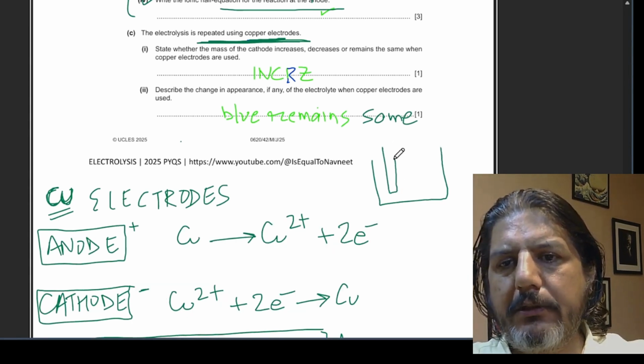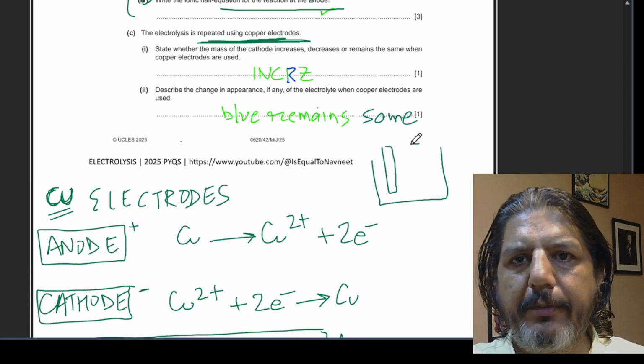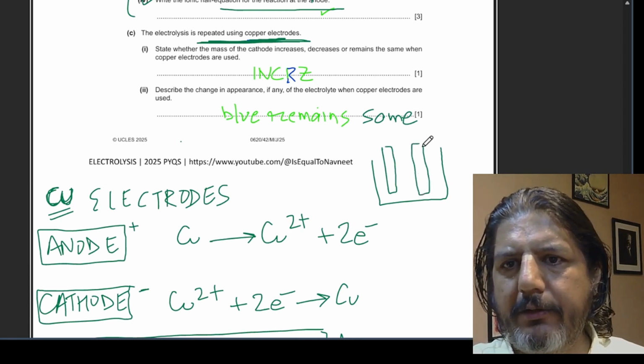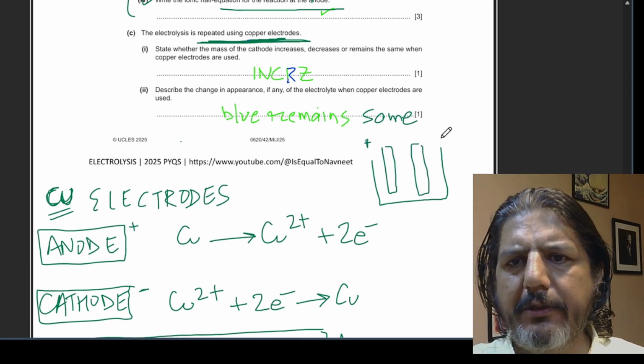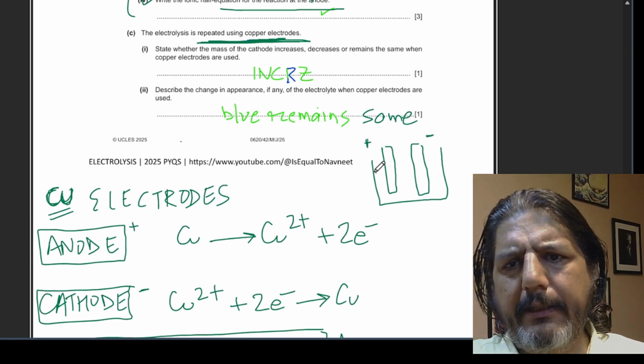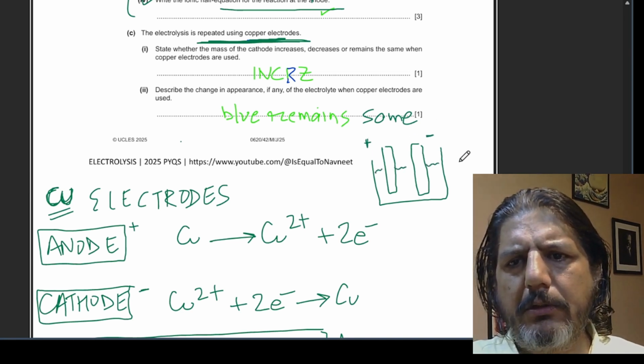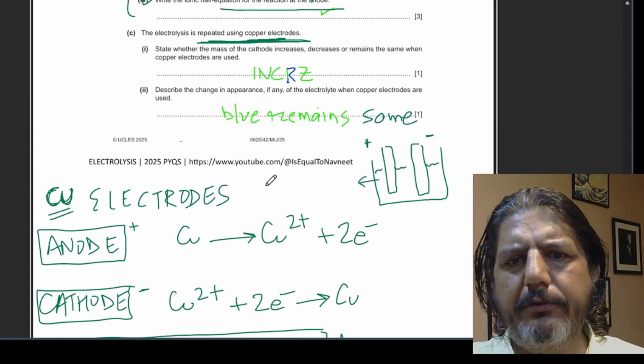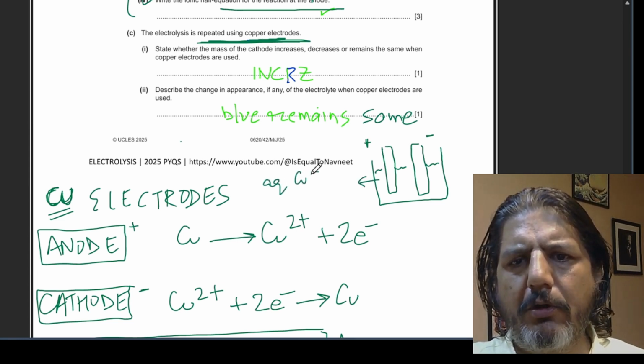These two would be copper electrodes. This would be the positive terminal, this would be the negative terminal. I'm not showing the cell. And we will have an electrolyte of aqueous copper sulfate.